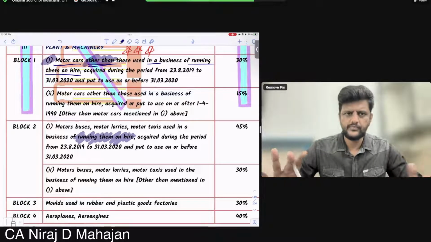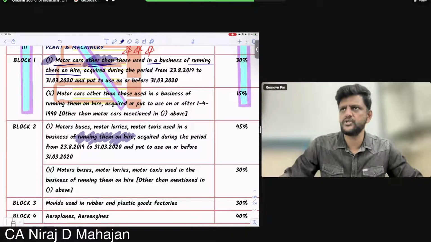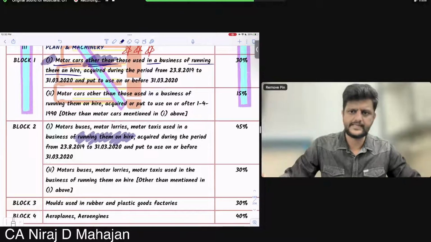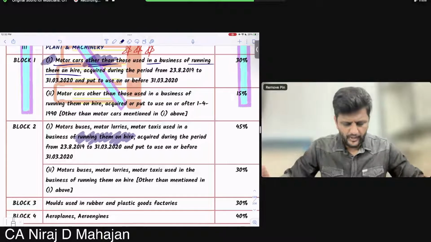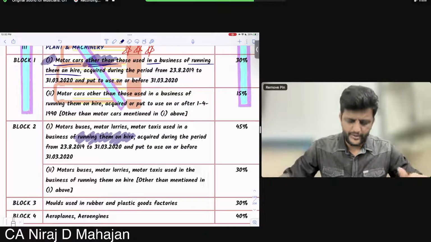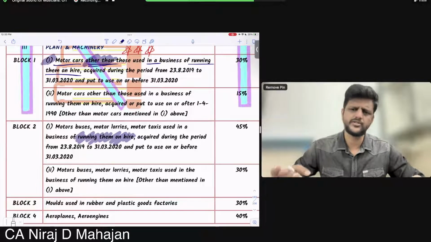So you are using the motor car for business purposes, but the motor car is not used in the business of running them on hire. Clear? Should I go ahead? So understand: motor cars other than those used in the business of running them on hire, other than acquired during 23/8/19 to 31st March 20 and also put to use on or before 31st March 20.